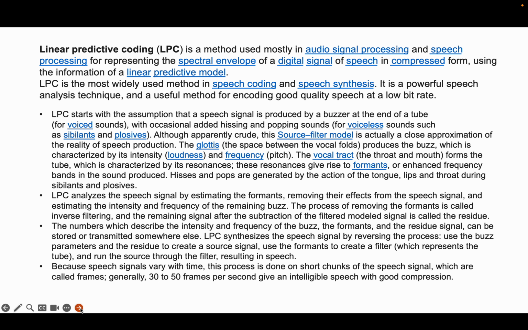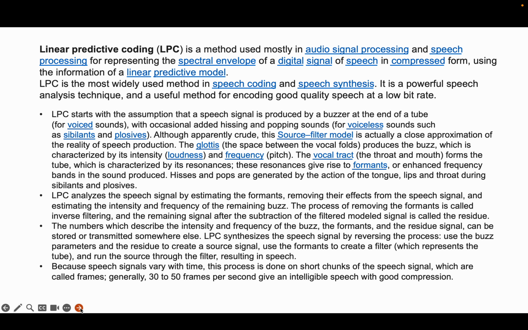Linear predictive coding is mostly used in audio signal processing and speech processing to represent the spectral envelope of a digital signal of speech in compressed form, using the information of a linear predictive model. So we are beginning to talk now about how to process the information so that we can have audio compression. It is the most widely used method in speech coding and speech synthesis, and it's a very powerful technique.